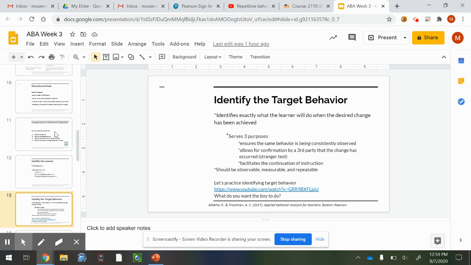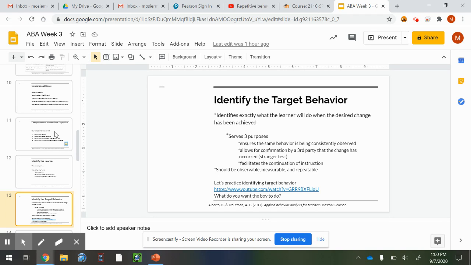The next part, identifying target behavior, identifies exactly what we want the learner to be able to do when the desired change has been achieved. So this serves 3 purposes. It ensures that the same behavior is being consistently observed. So we're not bouncing around with what behavior it is that we're documenting. We're always documenting the same behavior. So it's that consistency piece.